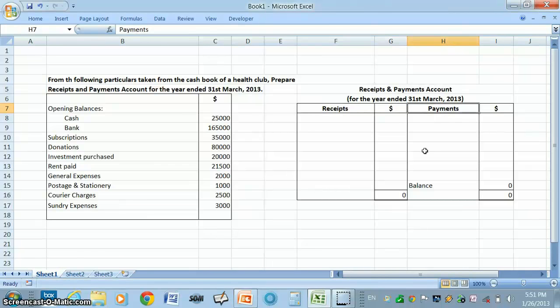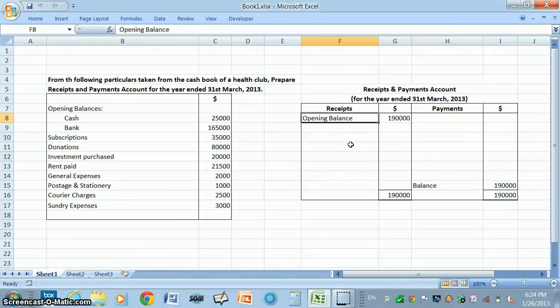In receipts and payments account, first of all we will record opening cash and bank balance. Here opening cash is 25,000 and opening bank balance is 1,65,000. So the total of both opening cash and bank balance is 1,90,000, and this we will record on the receipt side as opening balance. After showing opening cash and bank balance, we are to show all receipts on the receipt side and all payments on the payment side.